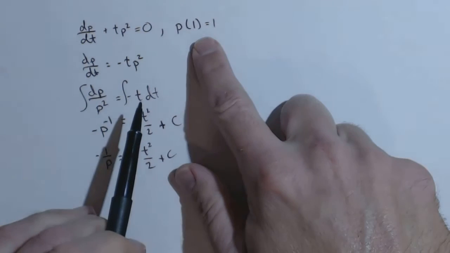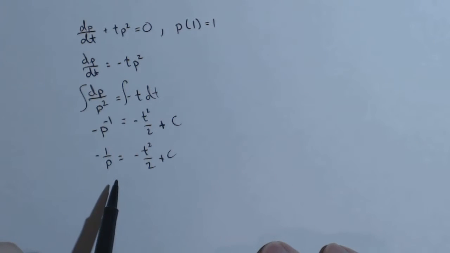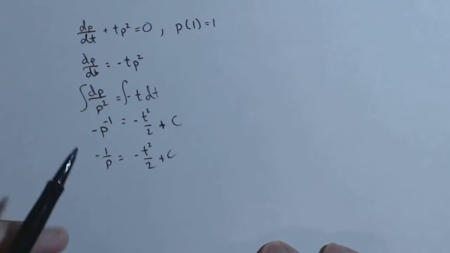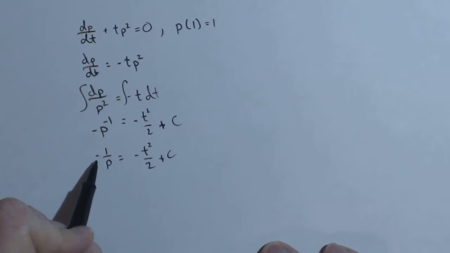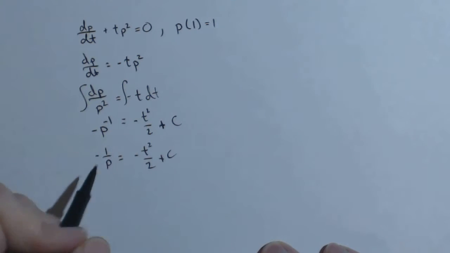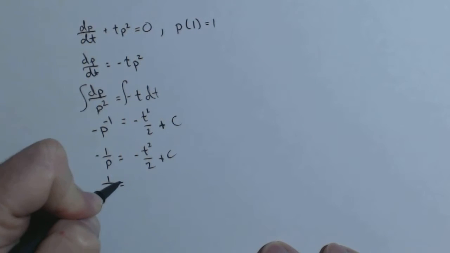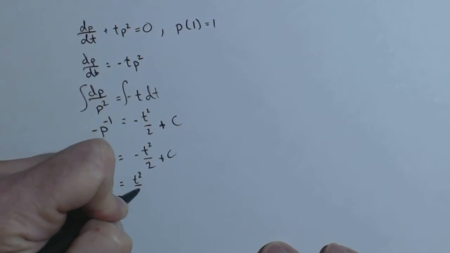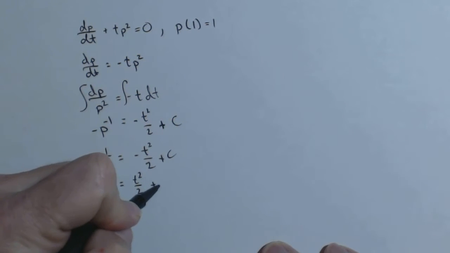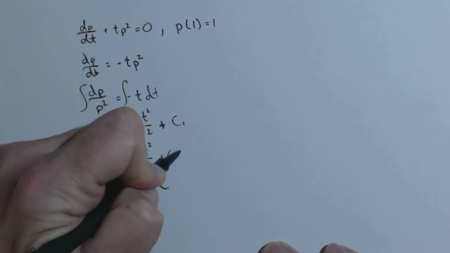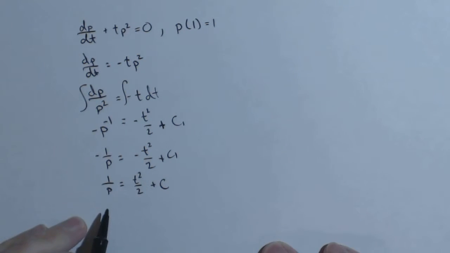And we do have the initial condition that p of 1 equals 1. We can solve first for p, or we can do our initial condition and then solve for p. It really doesn't matter. One thing we are going to want to do is get rid of the negative. So let's multiply everything by a negative. We get 1 over p equals t squared over 2. And we can either change this to a minus c, or we can absorb the constant. We'll call this c, and we'll just call that guy c1 just to note that they're not exactly the same.